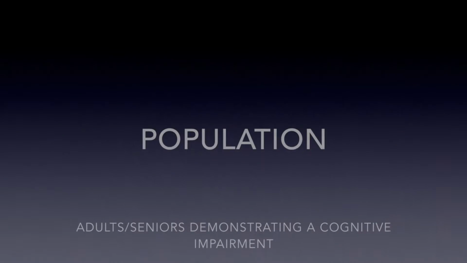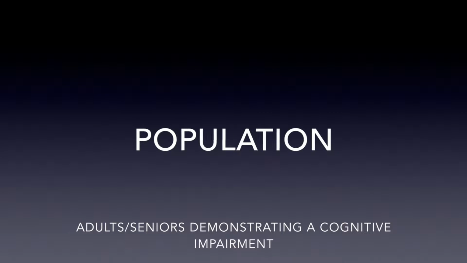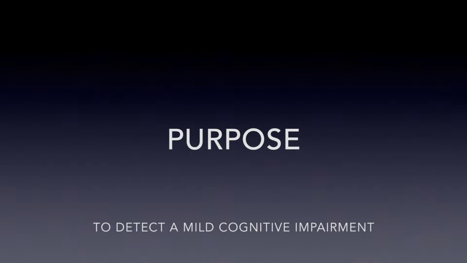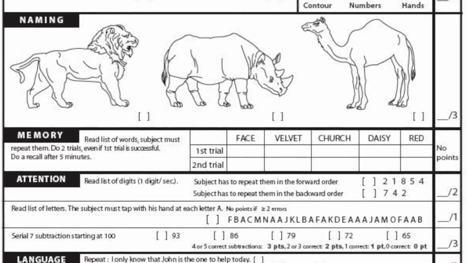First of all, it was created by Dr. Ziad Nasreddine, and this is a picture of him. The population the MoCA was designed for was adults or seniors demonstrating a cognitive impairment. It's pretty common with dementia patients or a traumatic brain injury. The purpose of the MoCA is to detect a mild cognitive impairment. This is an example of the outline and form of the MoCA.